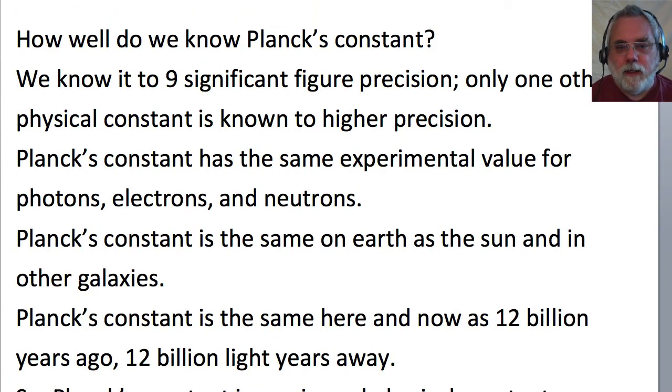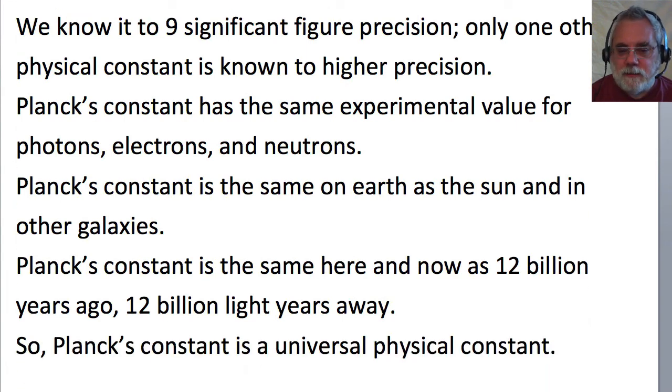How well do we know Planck's constant? We know it to 9 significant figure precision. Only one other physical constant is known to higher precision. Planck's constant has the same experimental value for photons, electrons, and neutrons. Planck's constant is the same on Earth as the Sun and other stars and other galaxies. Planck's constant is the same here and now as 12 billion years ago, 12 billion light years away. So Planck's constant is a universal physical constant.